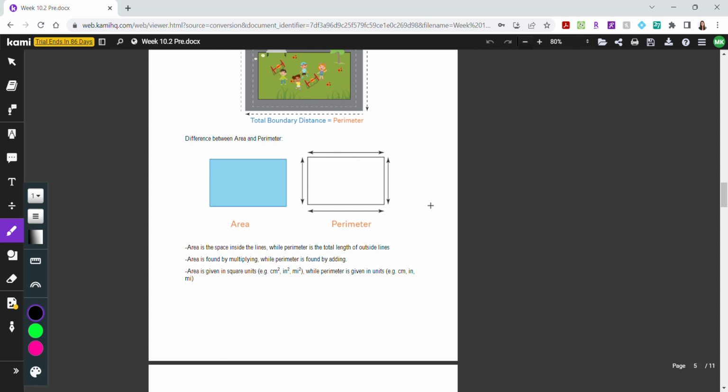Now there is a difference between area and perimeter. Area essentially is the space inside the lines, whereas perimeter is the total length outside of the lines. Area is found by multiplying the numbers, whereas perimeter is found by adding. Area is normally given in square units like centimeter squared, inch squared, mile squared, meter squared, whereas perimeter is given in just units, like centimeter, inch, mile, meter, and that's all.